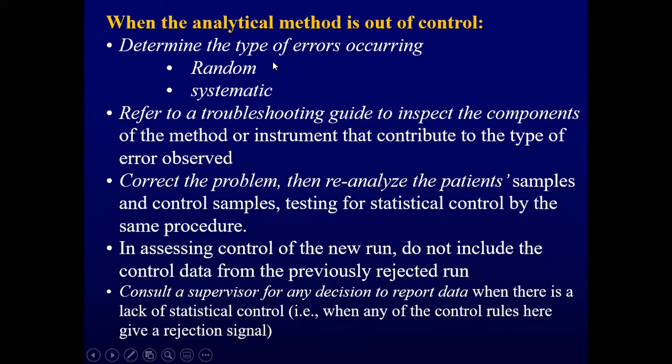So what should we do when the analytical method is out of control? First, we determine the type of error. As I told you, it may be random error or systematic error. Then we refer to the troubleshooting guide to inspect the components of the method or instrument that contribute to the type of error observed. We correct the problem, then reanalyze the patient samples and control samples. Then, in assessing control of the new run, we do not include the control data from the previously rejected run. And we consult the supervisor for any decision or to report when there is a lack of statistical control or an out of control situation.